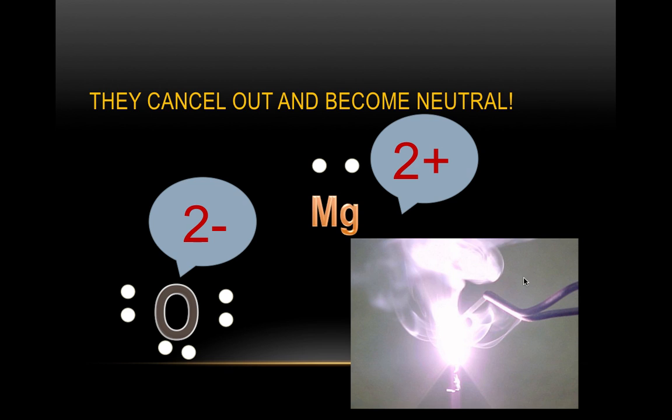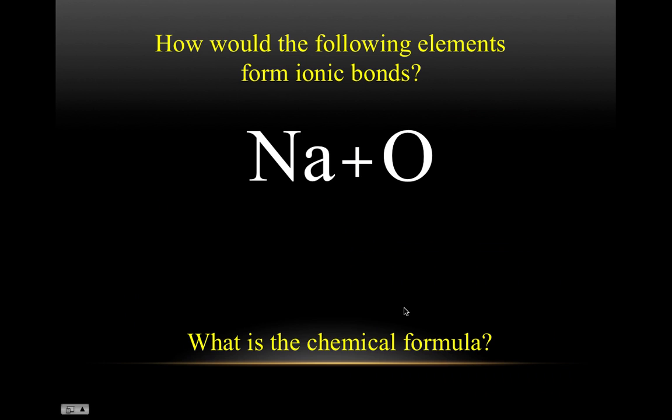And that's a little picture of what we did in class when we burned the magnesium, because Mg plus O makes magnesium oxide after you burn it. So that's what we did in class as our little experiment. So let's look at one more.